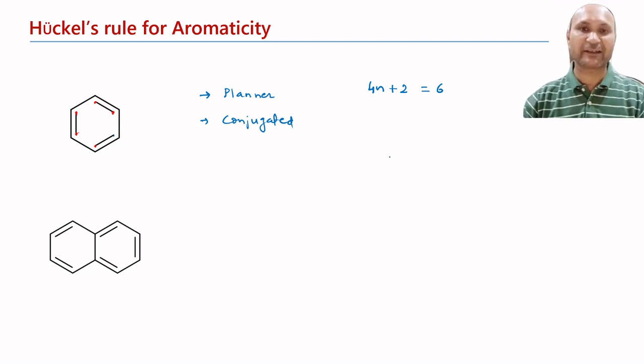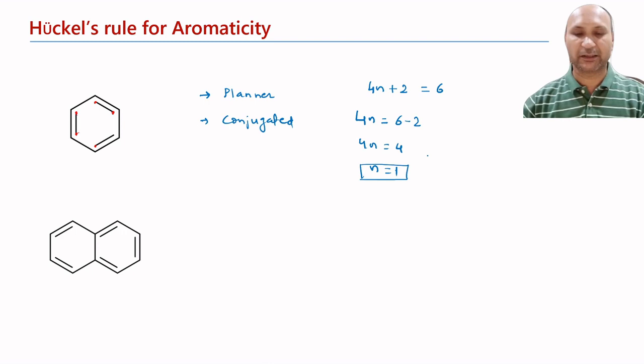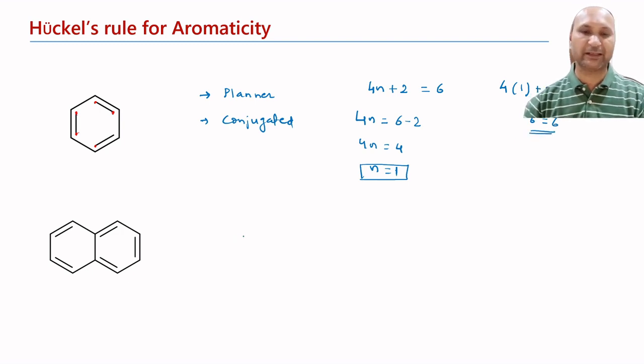Now there are two ways in which we can solve this. The first is to solve it for n. So it would be 4n equals 6 minus 2, that is 4n equals 4, which gives us n equals 1. So n is an integer. The second manner would be that we put the value of n equals 1 and solve the equation. So we get 6 equals 6. So in both ways, we can see that n is an integer, and therefore we say that benzene is aromatic in nature.